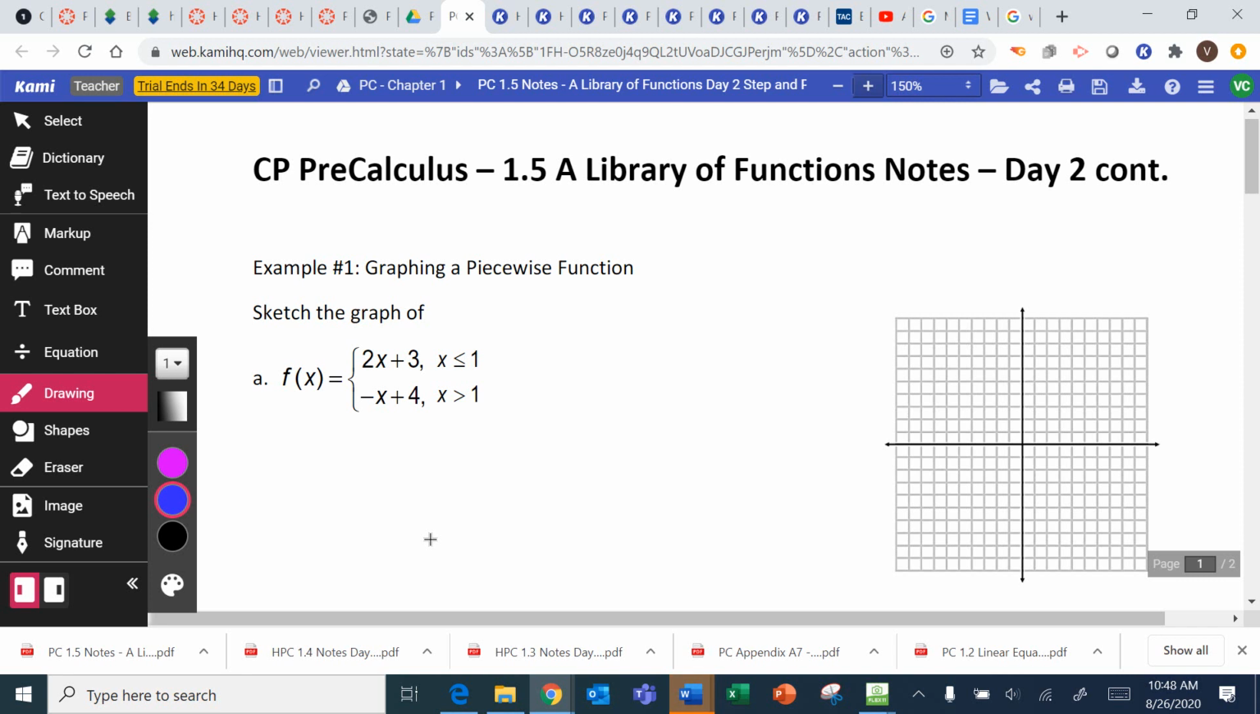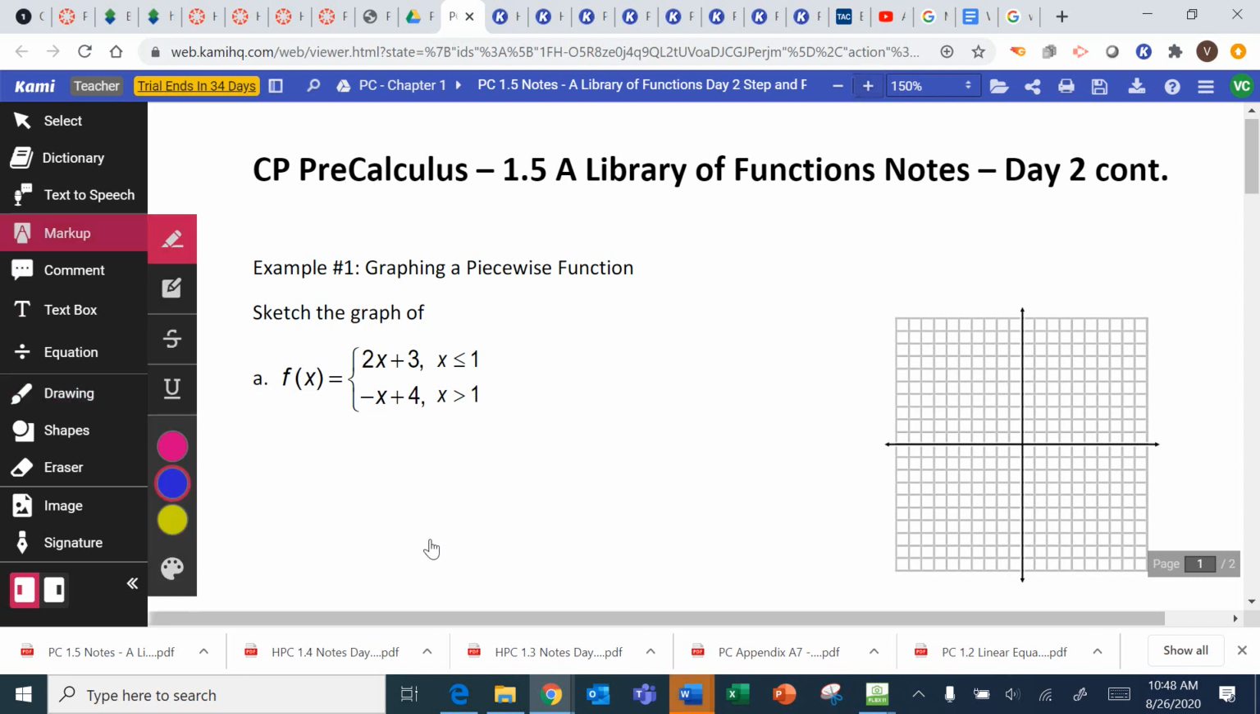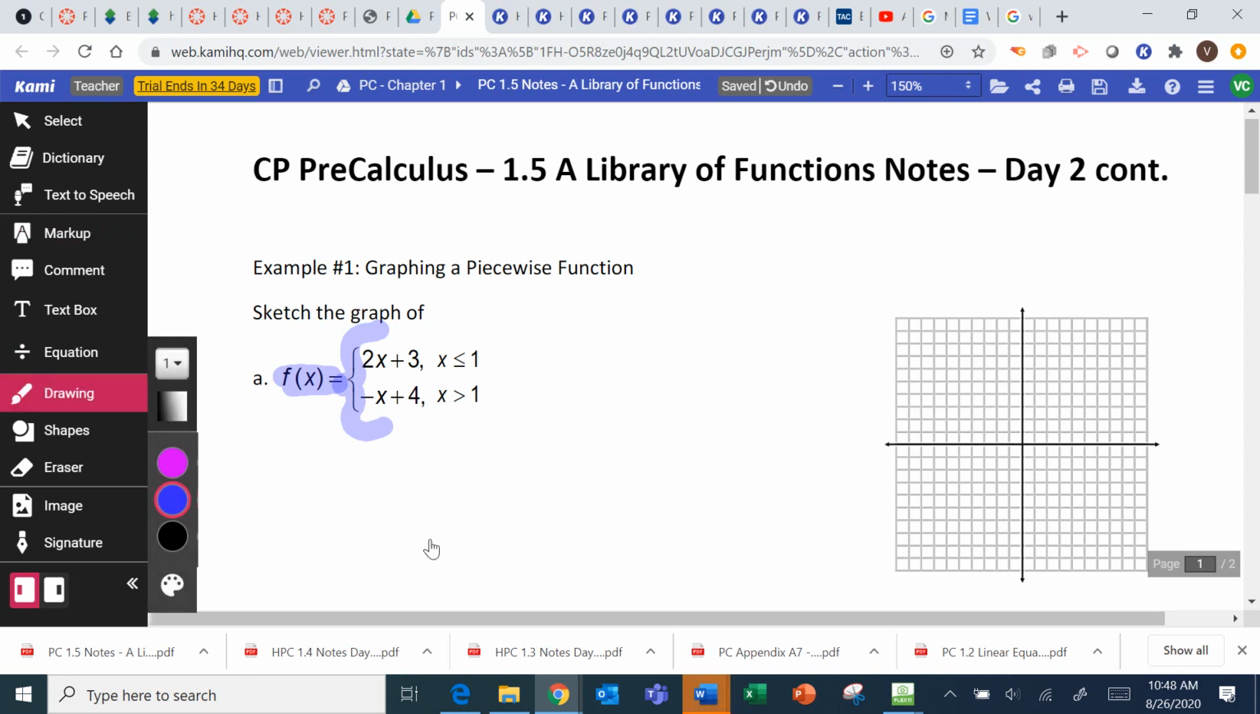So it looks like f of x. We've got f of x, and then we got an equal sign, and then we have the fancy bracket here. And that fancy bracket is telling you all of these little pieces go together to make a graph. If you read it straight across, you've got 2x plus 3, and then there's a comma. After the 2x plus 3 comma, there is a domain restriction.